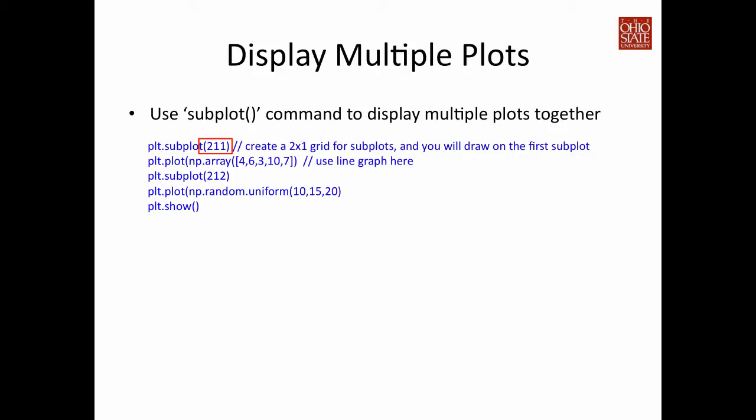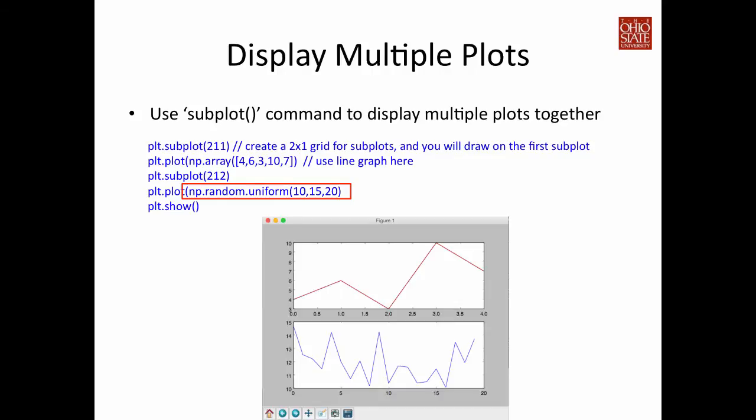You can create multiple plots together using the subplots command. In the example here, I'm creating a 2x1 grid of subplots. That is 2 plots, 2 rows, and 1 column. That is 1 at the top, 1 at the bottom. Then I'm drawing a line chart using 5 numbers. And then I'm plotting the second subplot, which is the last number, 2 is 4. I'm plotting 20 random numbers in the range between 10 and 15. And when I call the show method, it is going to show both of the plots.